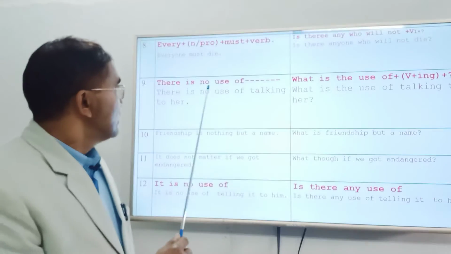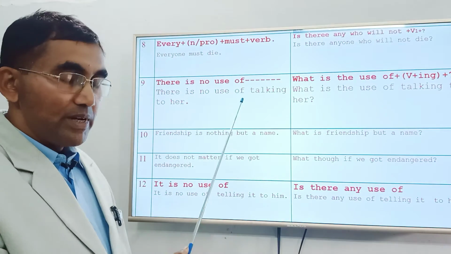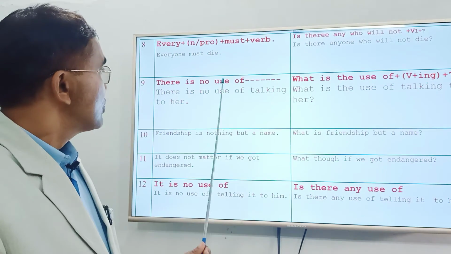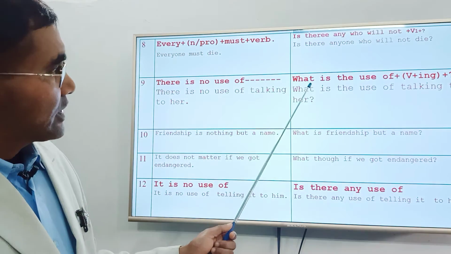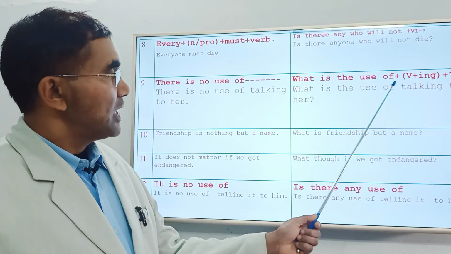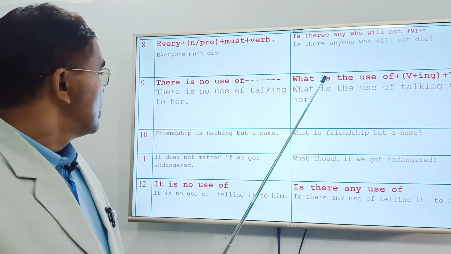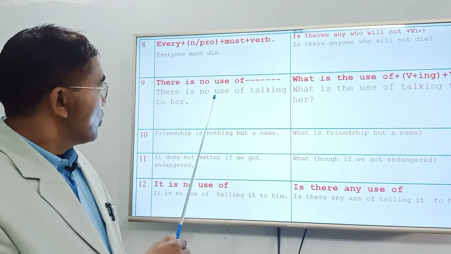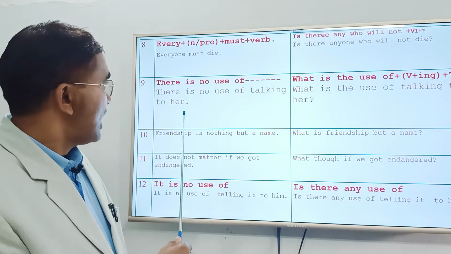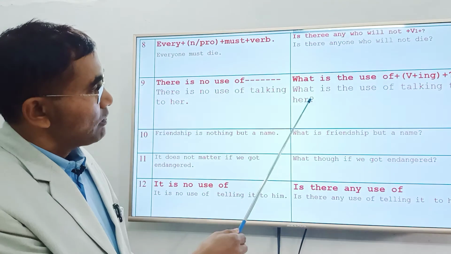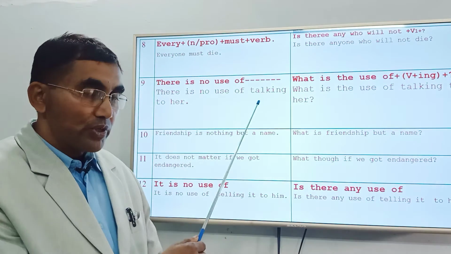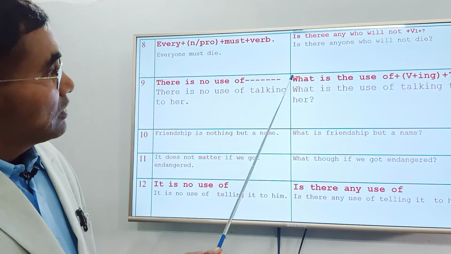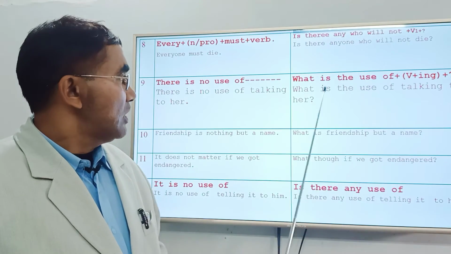Then there is no use of. If a sentence starts with there is no use of, the interrogative sentence will be started with what's the use of plus verb plus ing. So there is no use of talking to her. Then the interrogative form will be: what's the use of talking to her? There is no use of talking to her. What's the use of talking to her?